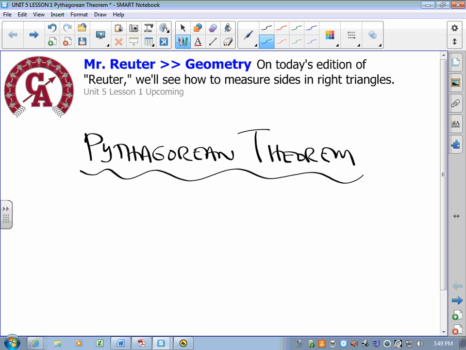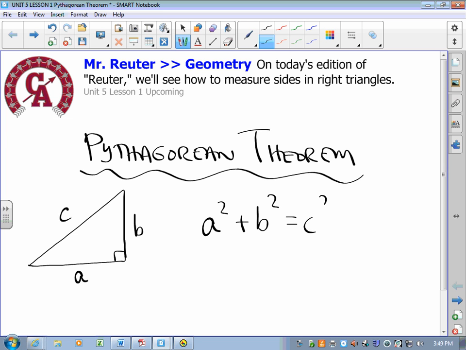And the Pythagorean Theorem says that in a right triangle, where the legs are A and B, either leg can be A, either leg can be B, if the hypotenuse is C, the length of the hypotenuse is C, we have that A squared plus B squared is C squared. That's the way the Pythagorean theorem goes.